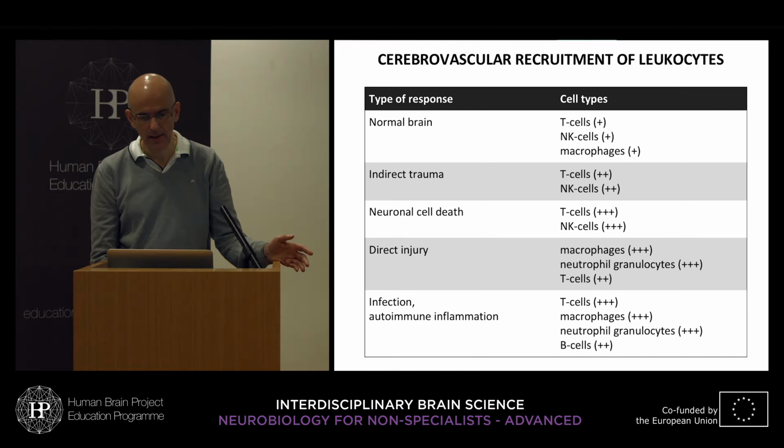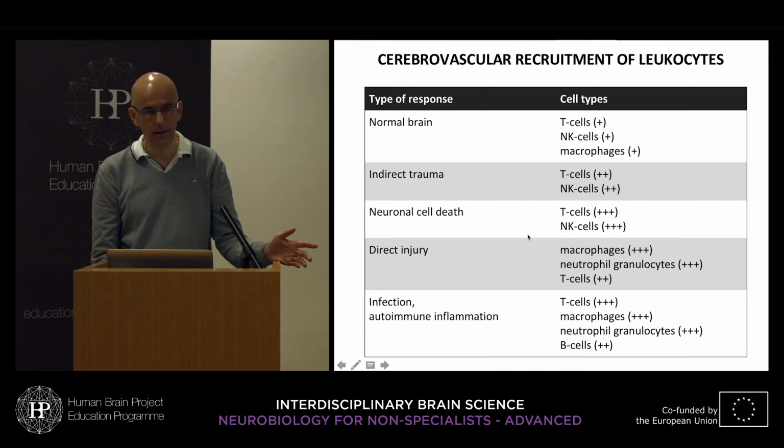Which cells can enter the nervous system after activation of the blood-brain barrier? In the normal brain, you only find very little invasion of peripheral immune cells. You find some T cells which patrol the central nervous system for the typical immunosurveillance of the brain to detect virus infection. The same holds true for NK cells, natural killer cells, and macrophages. If there's an indirect trauma, you find more T cells and NK cells. In the case of neuronal cell death, this frequency is increased even more.